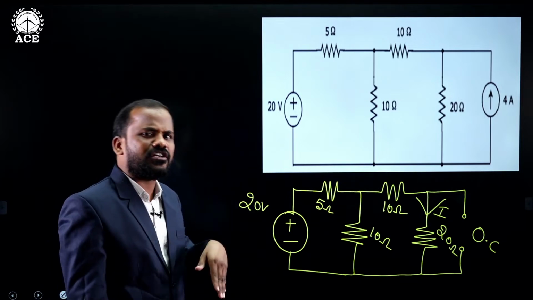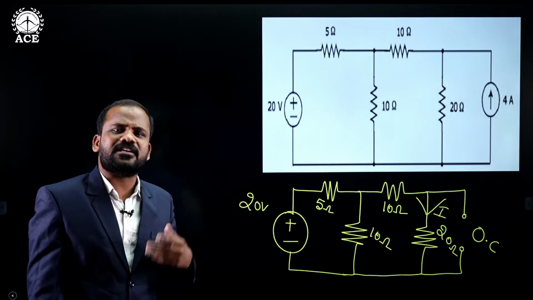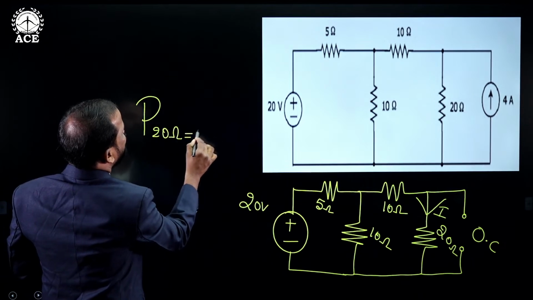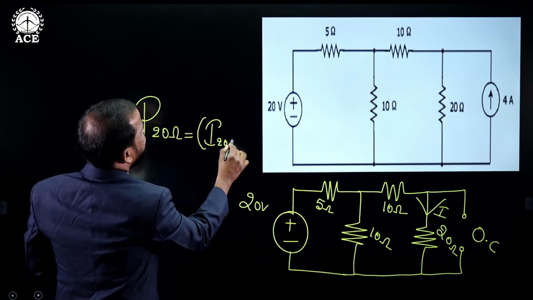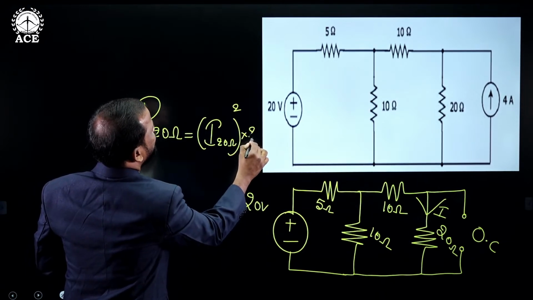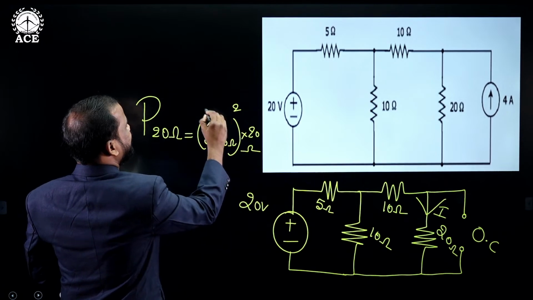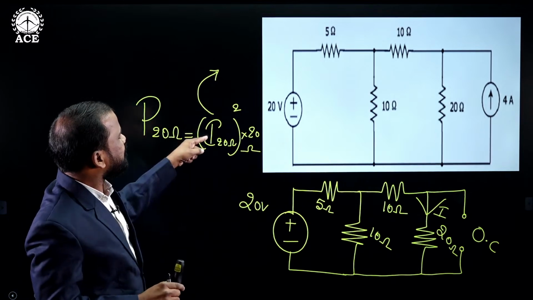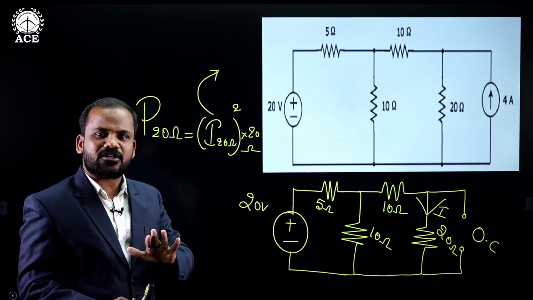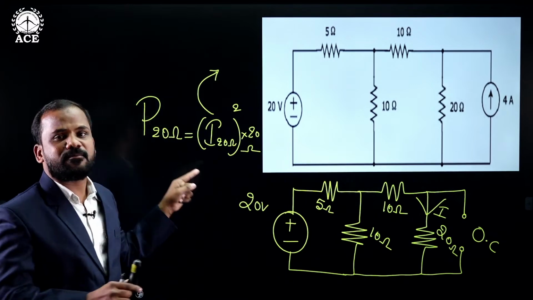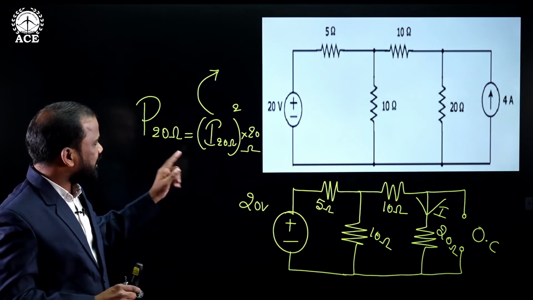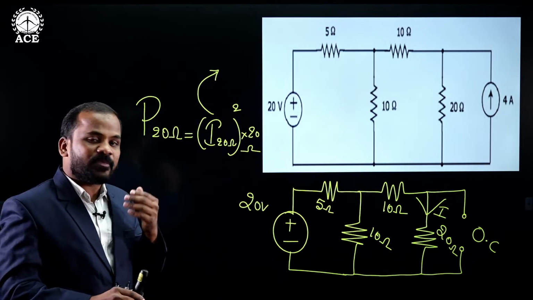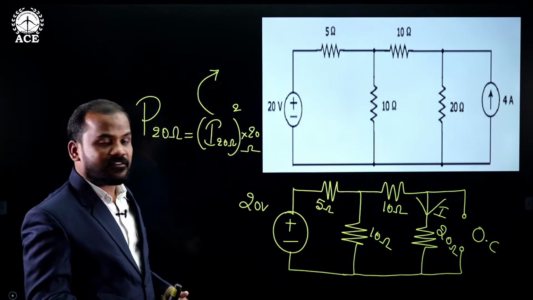So after getting the total current flowing through the 20 ohms, you can directly use the formula P suffix 20 ohms is equal to the current flowing through 20 ohms squared into 20 ohms. That is the reason why first getting the value of current flowing through the 20 ohms is our target. If you know that current, then you can directly find the power dissipated by the 20 ohms resistance. So for finding the current, our target is to apply the condition in the given network.